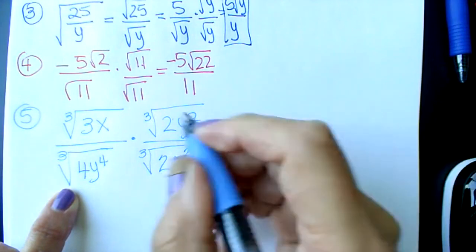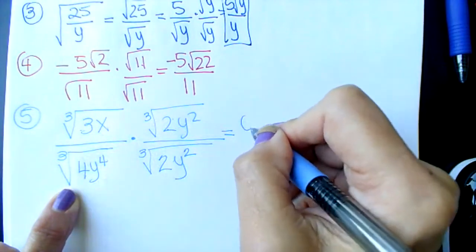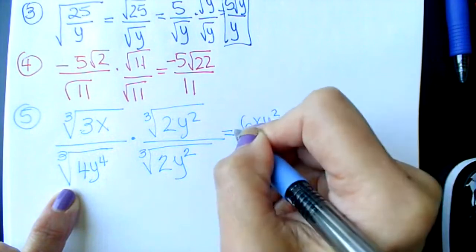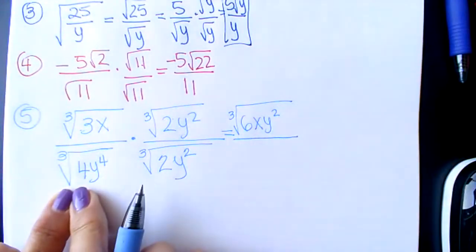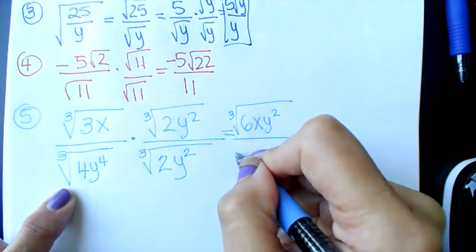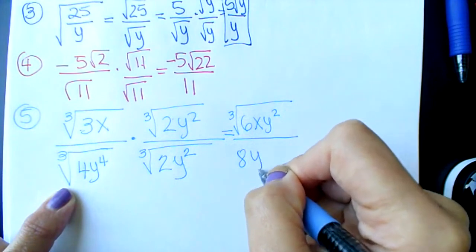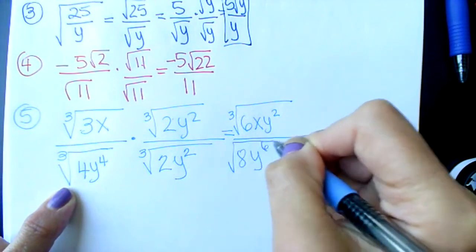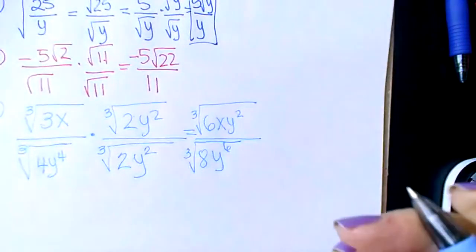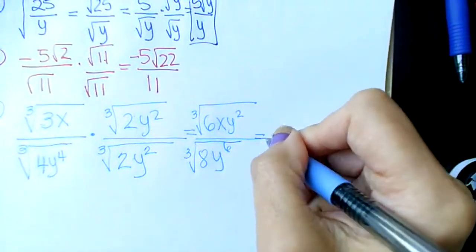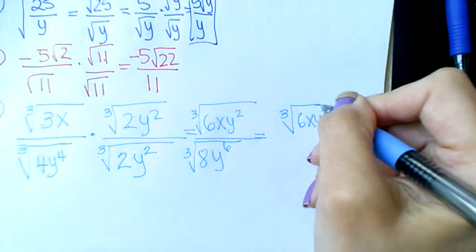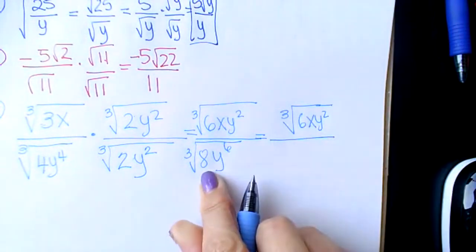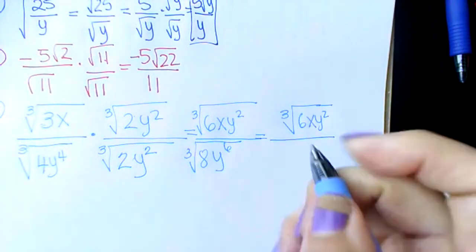So what do I get on the top? 3 times 2 is 6xy squared. That's going to stay like that. And in this case, what do I get? 4 times 2, 8 y to the 6th power cubic root. Now I can do it, right? Because what I have is 2 and y to the 2nd power.